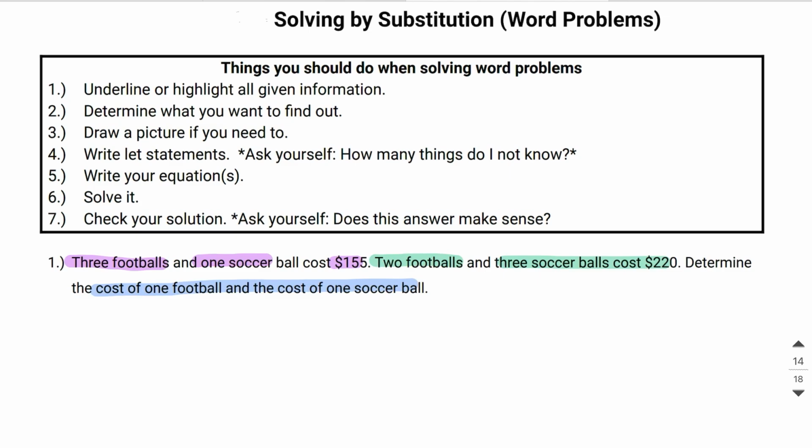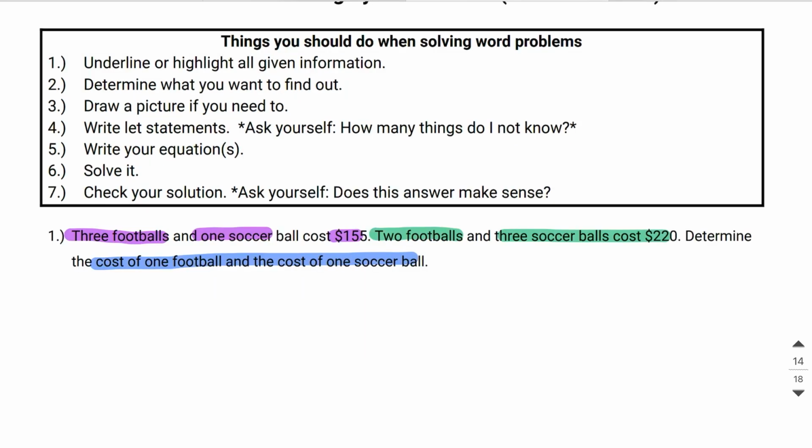And just a reminder, you always have to ask yourself, how many things do I not know? This is different than how many things am I asked to figure out. You still have to ask yourself, how many things do we not know? And in this problem, we don't know the cost of a football and the cost of a soccer ball, which also happens to be what we're looking for here, which is not always necessarily going to happen. So let's go ahead and write our let statements. There are 2 things we don't know, 2 let statements.